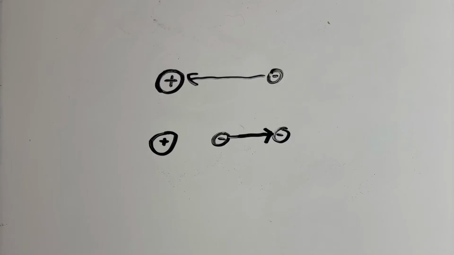But basically, because like charges repel, when you've got more than one electron shell, the outermost electron shell is going to be repelled by the one closest to the nucleus, which means the attraction between the outermost and the nucleus is going to be less, because you've got that electrostatic repulsion.